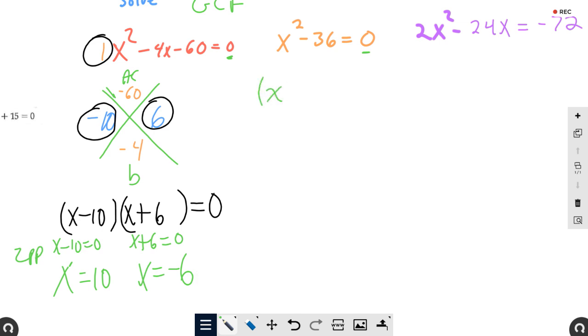So yeah, it's x plus 6 times x minus 6. And then x just equals negative 6 and 6.